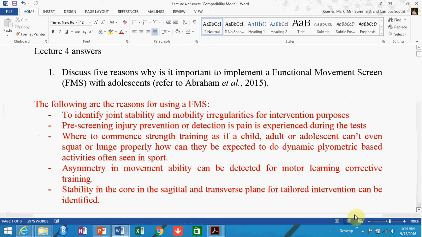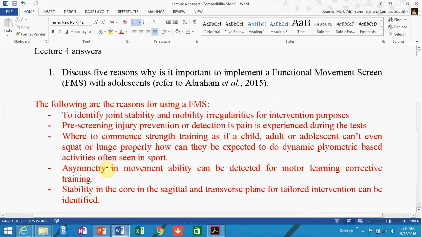So let's just have a look quickly. The following are the reasons: to identify joint stability and mobility irregularities for intervention purposes; pre-screening injury prevention or detection, especially if pain in the test is identified. So you would get an immediate score of 0 if you have pain in the test. Where to commence strength training, as if a child, adult or adolescent cannot even squat or lunge properly, how can they be expected to do a dynamic plyometric based activity?